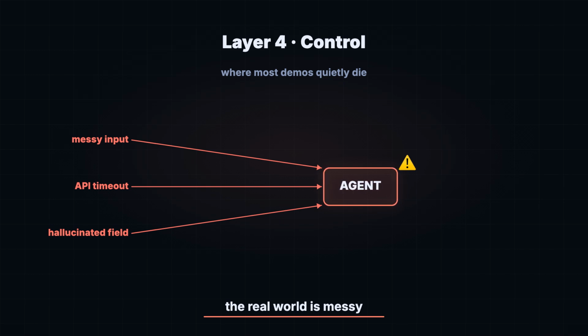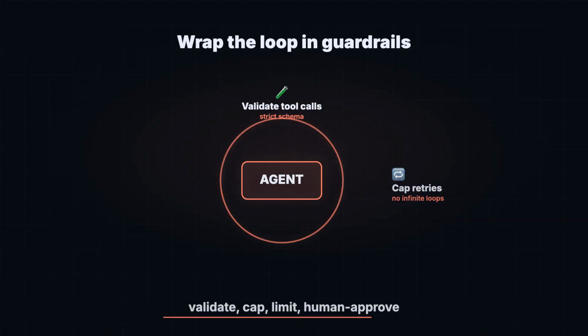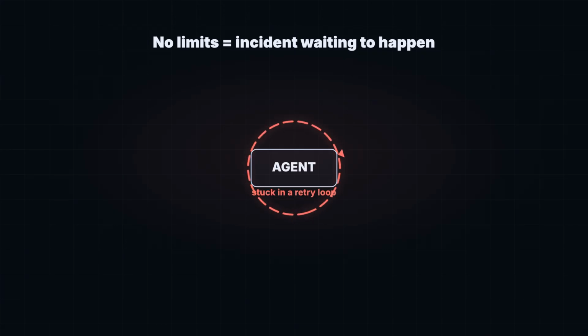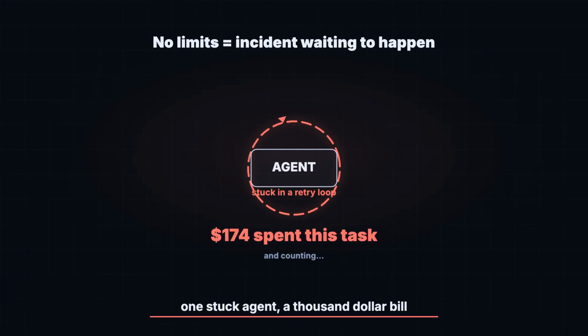So you wrap the loop in guardrails. First, validate every tool call before it runs, against a strict schema, so a malformed call never reaches your real systems. Second, retry on failure, but cap the retries so a flaky API does not spin the agent forever. Third, put hard ceilings on the number of steps and on total spend per task, so one stuck agent cannot quietly run up a $1,000 bill overnight. And fourth, for any action that is risky or hard to undo, and issuing a refund absolutely counts, you pause and route it to a human for approval. An agent with no limits is not autonomous. It is an incident waiting to happen.